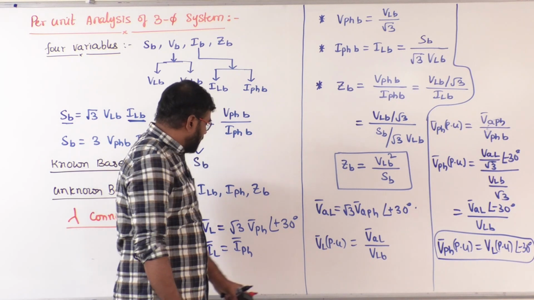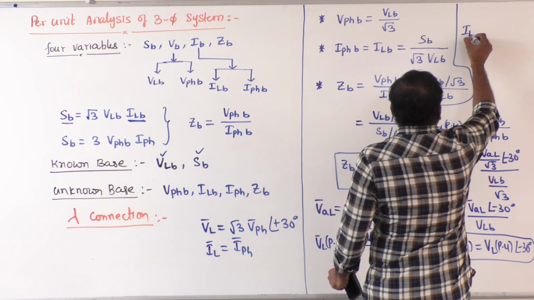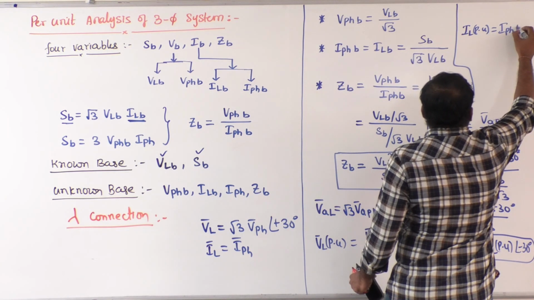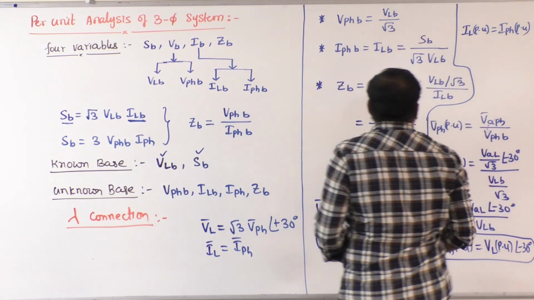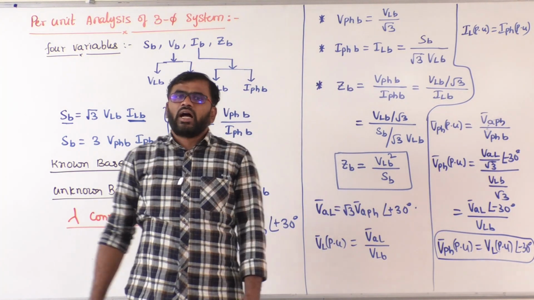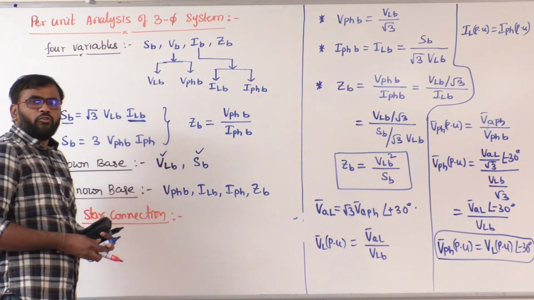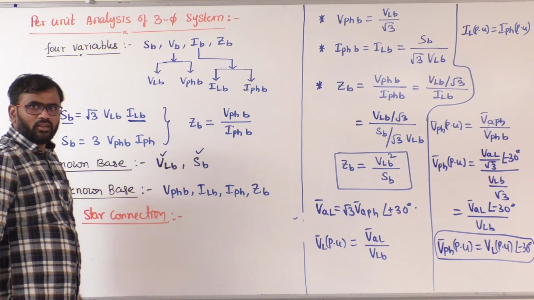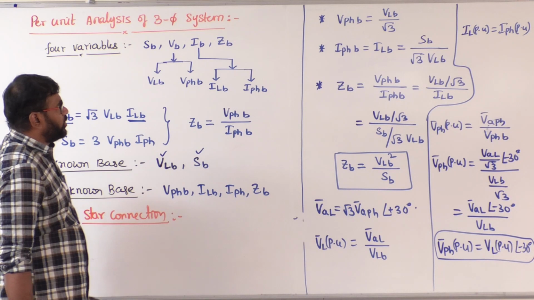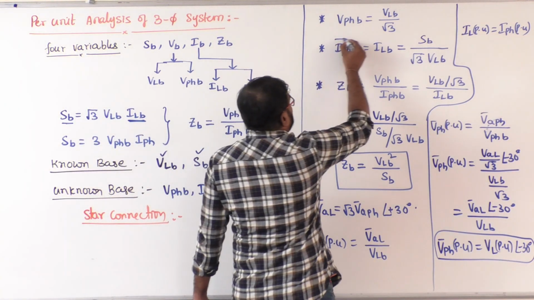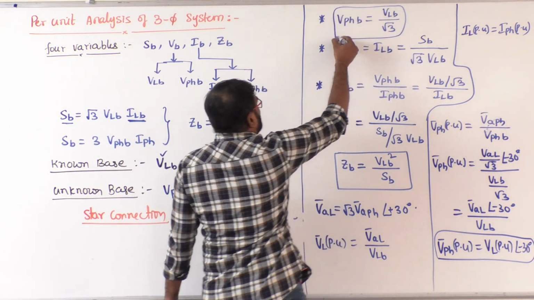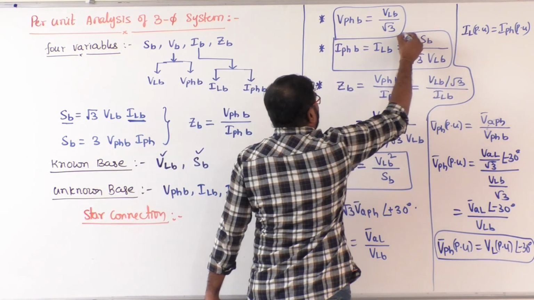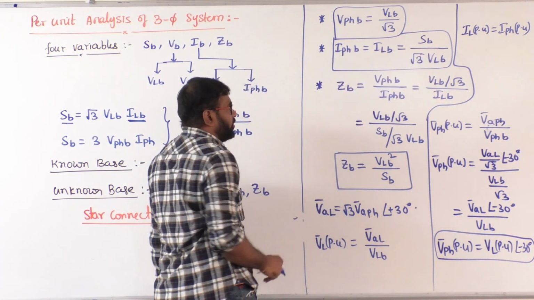Now what is the relationship between I line per unit and I phase per unit? Okay, clear? So I line per unit equals I phase per unit. Now finally, what are the conclusions we drew from star connection? Sir, in case of star connection, the first conclusion is V phase base equals V line base by root 3. I phase base and I line base are the same, which is equal to S base by root 3 times the V line base.